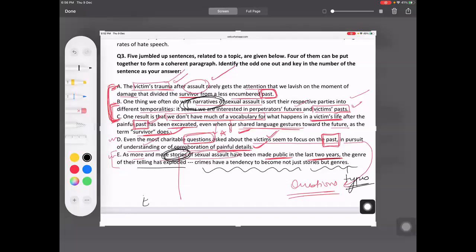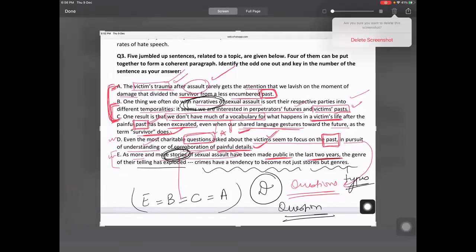So E has a connection with the stories of B. B has a connection with C. C has a connection with A. Ultimately, D, the thing of asking questions about the victim's past, the question part is somewhat different. The charitable questions which are asked to the victim, so it's a slightly different idea. No doubt they were talking about the past. That was connected, but it was not connecting to one particular sentence because no questions were asked throughout the options.